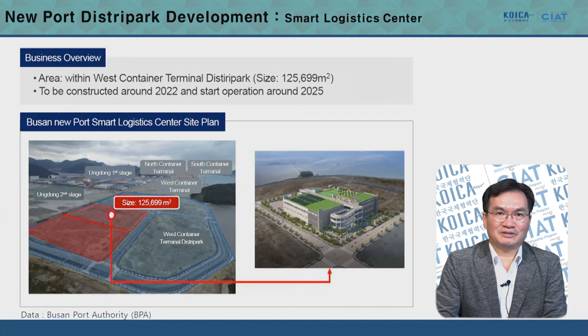This is a picture of a smart logistics center located in the Western Container Terminal District of Busan Newport. Size is 125,699 square meters and will be constructed around 2022 and start operation around 2025.